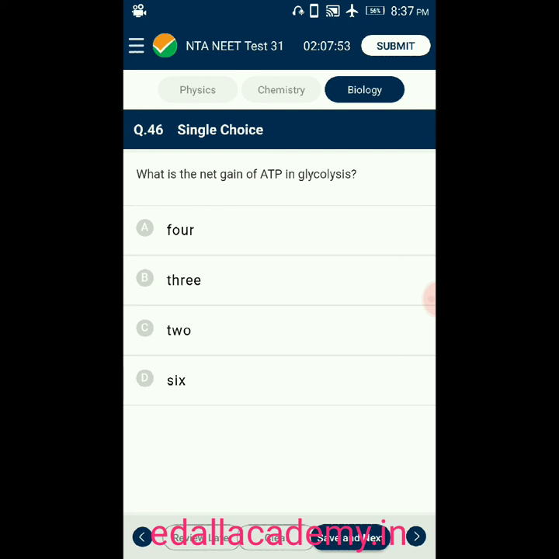Question number 46. What is the net gain of ATP in glycolysis? Glycolysis produces 4 ATP as a gross gain as a compensation for the used ATP. 2 ATP are consumed in the preparatory phase of glycolysis. 1 ATP is used in the conversion of glucose to glucose 6-phosphate and the other ATP is used during the conversion of fructose 6-phosphate to fructose 1,6-bisphosphate. Hence the actual ATP gain from the reaction is 2 ATP. So from glycolysis the net gain is 2 ATP molecules. So the correct option is C.